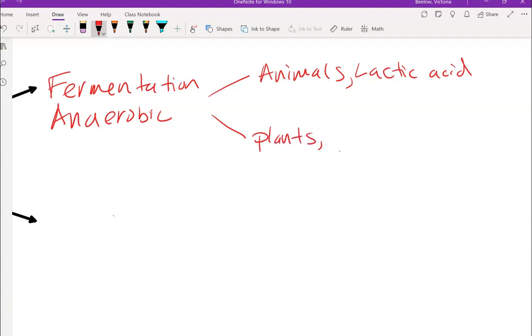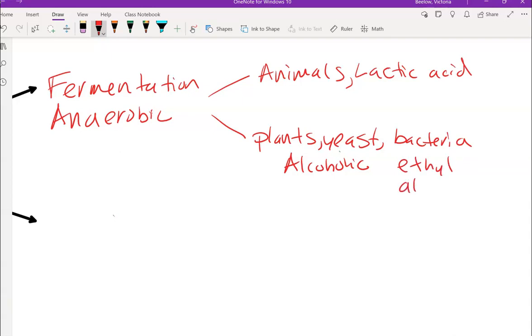Plants, yeast, which is a unicellular organism, and bacteria, also a unicellular organism, are going to do alcoholic fermentation. And this is how alcohol is made. You get ethyl alcohol as a product, and you also get carbon dioxide as a byproduct as well.